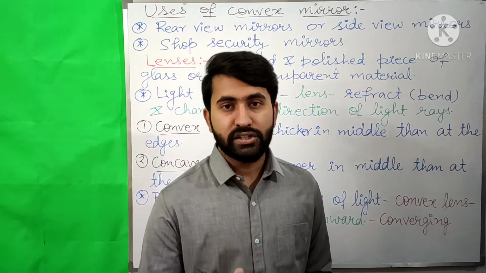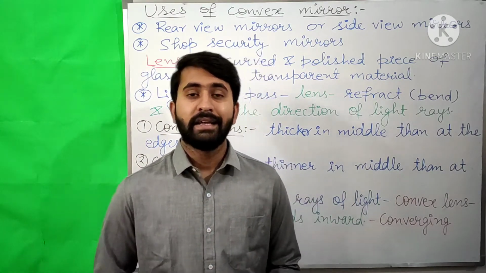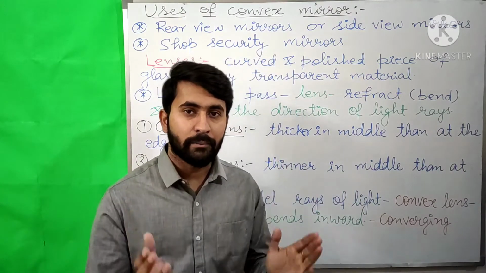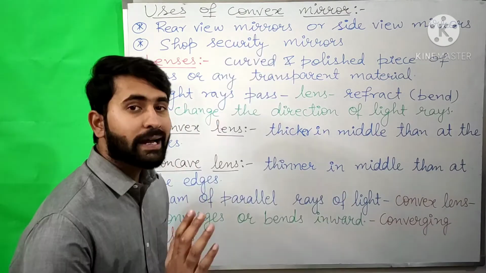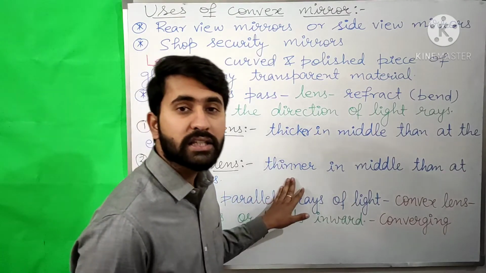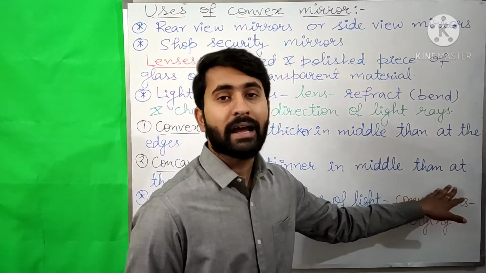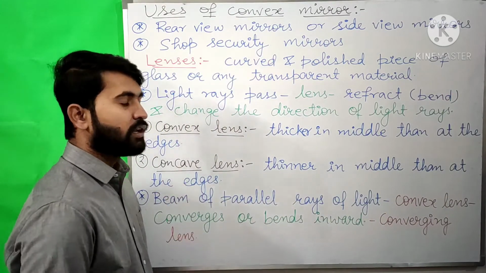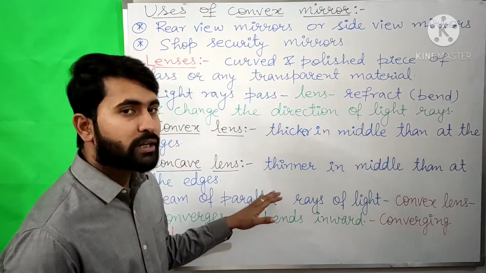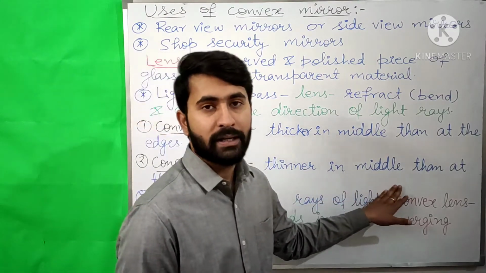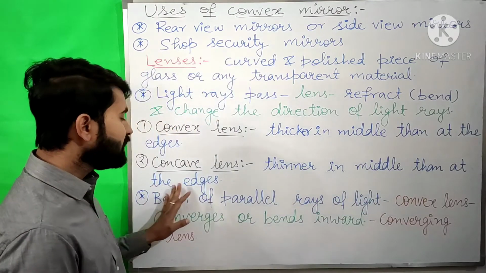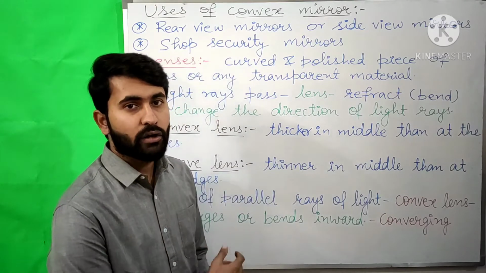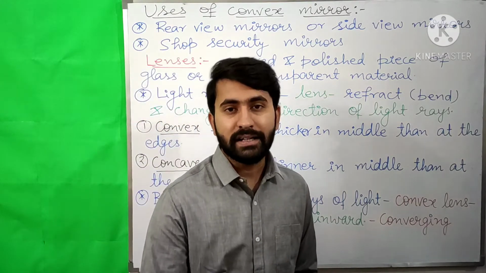If we touch the middle of the convex lens, we can feel the bulge in the lens. Bulge means the coming out surface of the lens. And the lens which is thinner in the middle than at the edges is called a concave lens. We can say that the concave lens is thinner in the middle and thicker at the edges. We can feel the depression at the center of the concave lens by touching it.